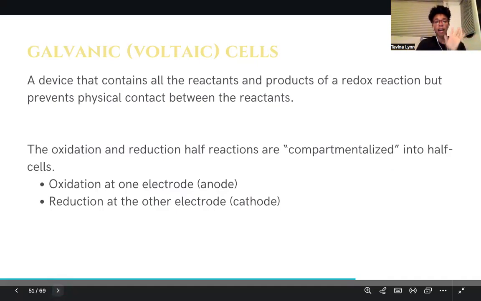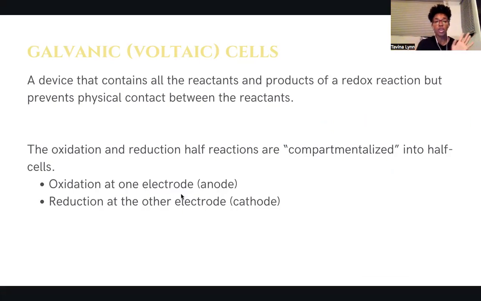Because we have the oxidizing agent and the reducing agent in two separate compartments, they are what's called half cells. In one half cell, we have an anode, which is where oxidation happens. And then we have another half cell that contains a cathode, where reduction takes place. The anode and cathode are both electrodes, which essentially just allow for the flow of electrons. That's what an electrode is.